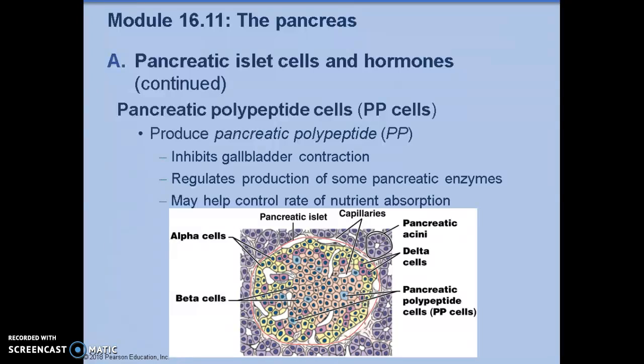The pancreatic polypeptide cells inhibit gallbladder contraction. The gallbladder is going to contract when you have fatty foods in your diet, and once those fatty foods leave the stomach and hit the small intestine, it's going to cause the gallbladder to contract and release bile, which will help break down those fats.